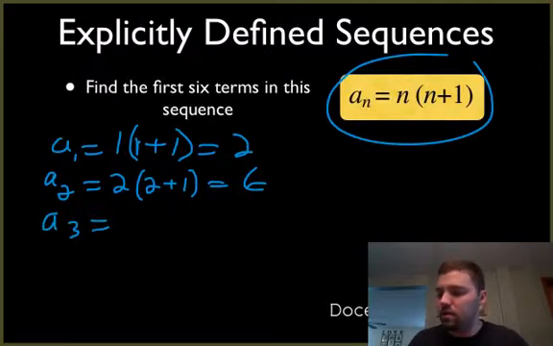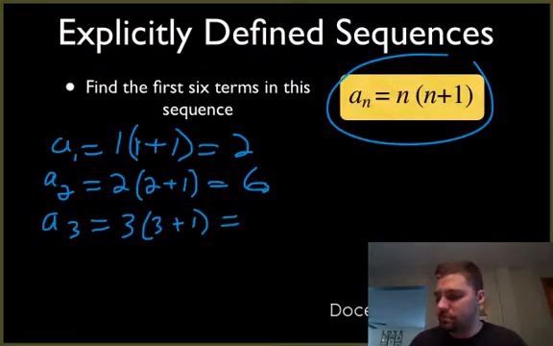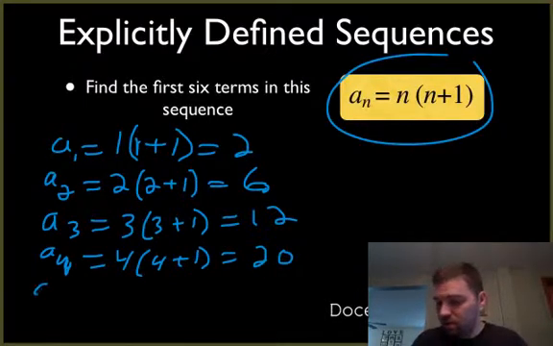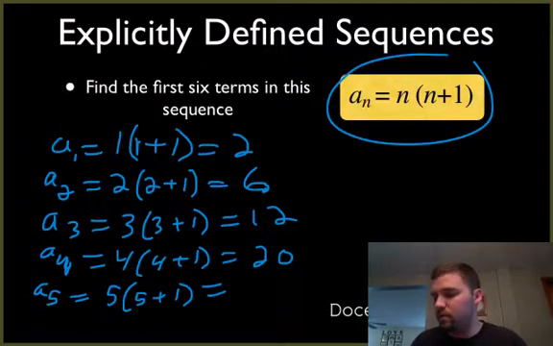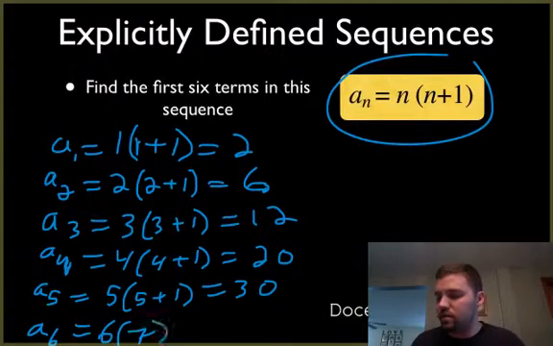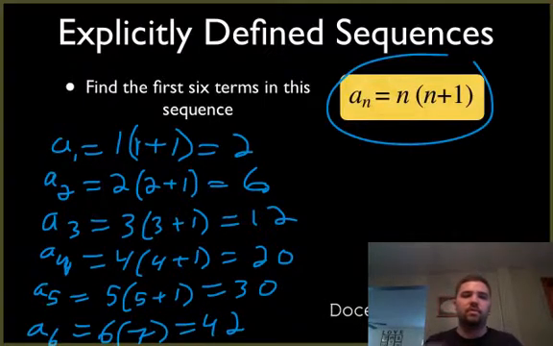A sub 3 is going to be 3 times 3 plus 1, which is 12. A sub 4, you guys get the idea, is going to be 4 times 4 plus 1, which is 20. A sub 5 is going to be 5 times 5 plus 1, which is 30. And then a sub 6 is going to equal 6 times 7, which is 42. So there's the first 6 terms in this explicitly defined sequence.